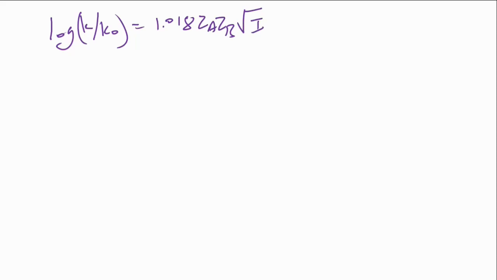The other one says log k is equal to log k naught plus 1.018 ZA ZB root I. Alright, what's the difference? What can we do with them? Now, what you could do, let's look at this one over here first.